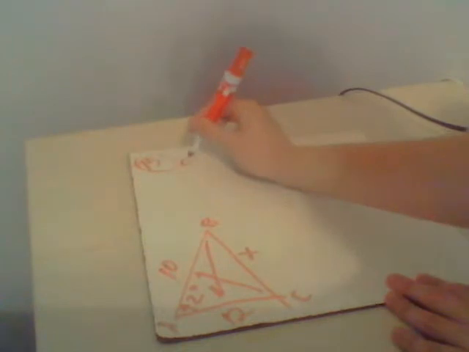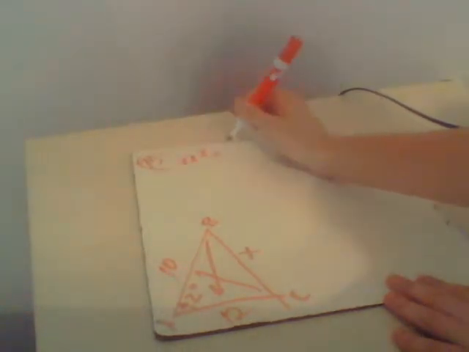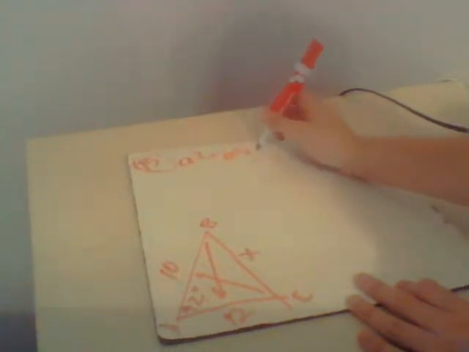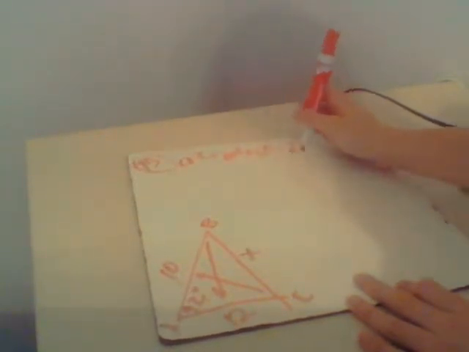So we are still using the same equation, except we don't have the side length to plug in. Instead of doing cosine A, we're doing cosine 42. So a squared equals b squared plus c squared minus 2bc cosine 42. Don't forget to write in the 42 to remind yourself what you are multiplying by.